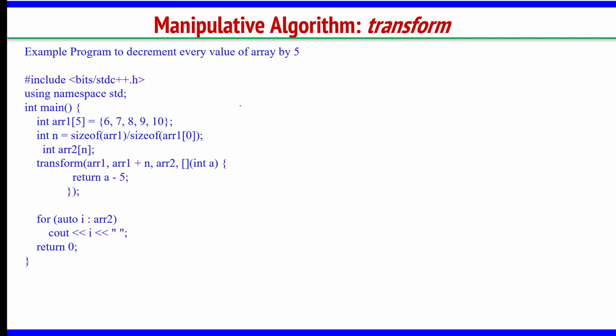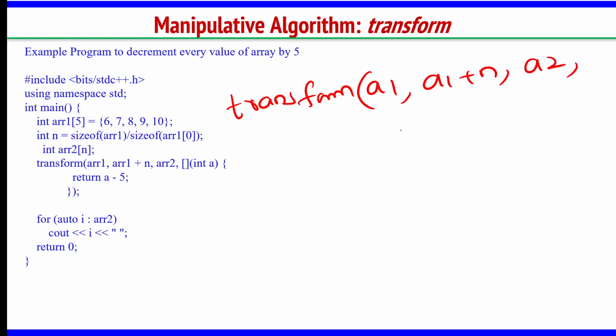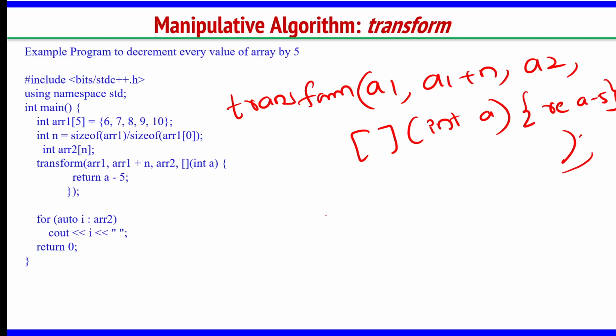See the syntax once again: transform that A1 array from the beginning till the end and copy the results into A2. Then copy the array elements into a normal variable A, then open bracket, return A minus 5, close bracket and close. This is the syntax of the transform function, right?